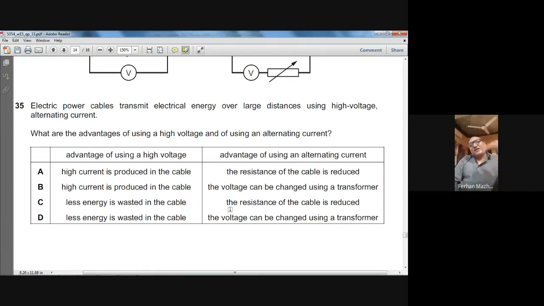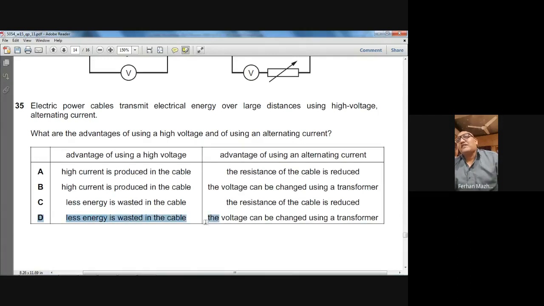Why are we using a high voltage? Because it reduces the energy loss in the cables. Why do we make the voltage high? Because it makes the energy loss in the cables less. Advantage of using an alternating current: we are using alternating current in the transmission lines because transformers can only work on alternating current. So you can use the transformer. So I think D will be the best option.